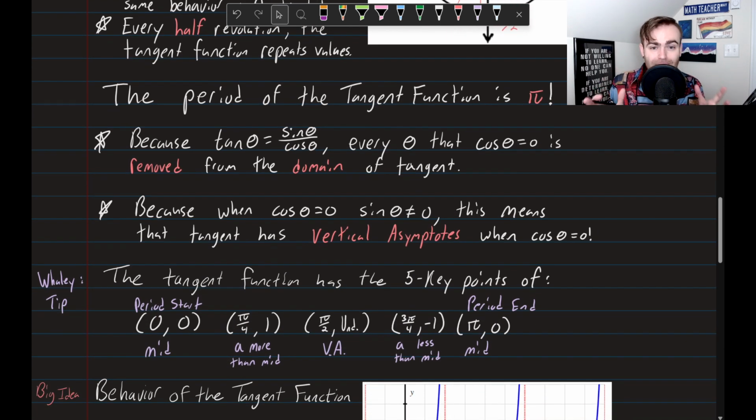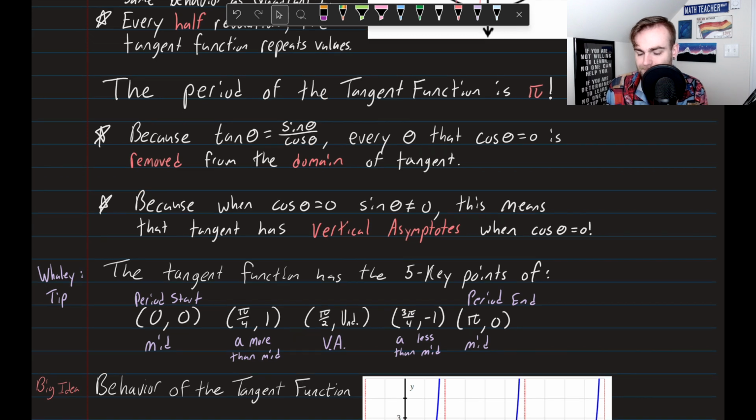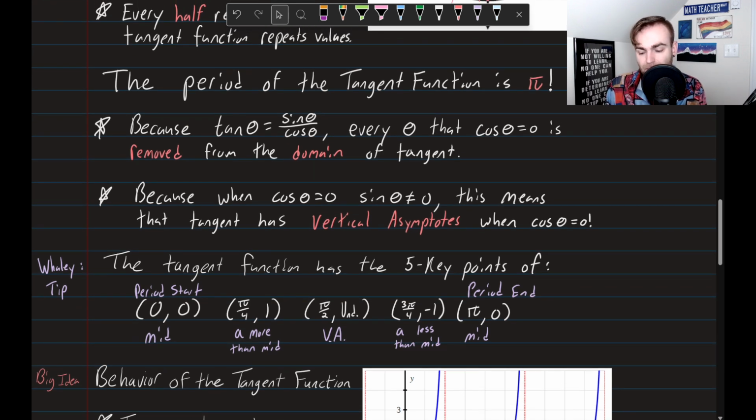So I gave you a hint towards graphing sine and cosine with 5 key points. It's how I've always taught it. Tangent also has these 5 key points. So the period starts and ends at 0, but our period isn't as long. Remember, the period starts at a location of 0 and ends at a location of pi. So like we did with sine and cosine, we're going to split these evenly into quarters. So 1 quarter, it's going to be at 1. And then 2 quarters, it's going to be undefined. 3 quarters, -1. And then 4 quarters, or a whole pi, would be 0, which is kind of cool.